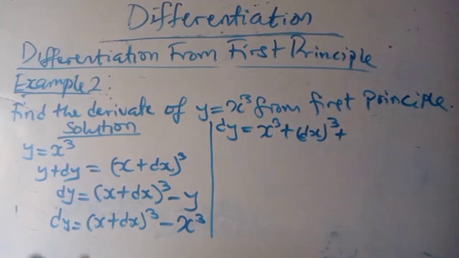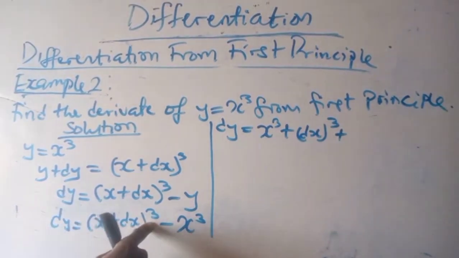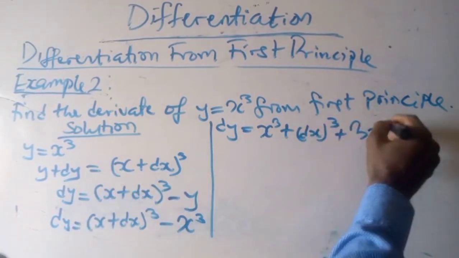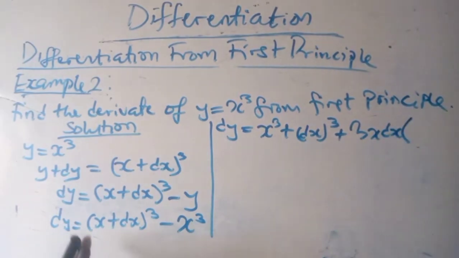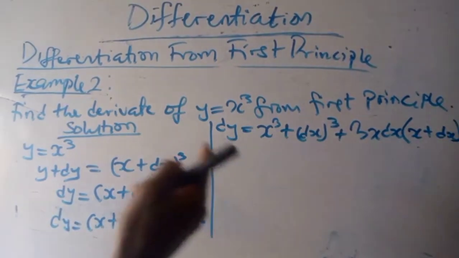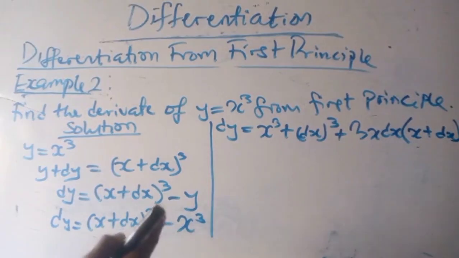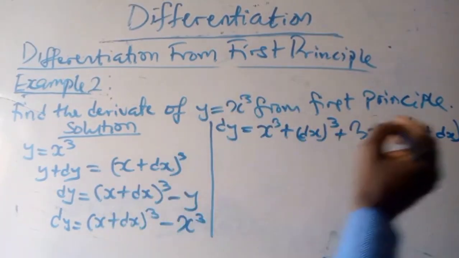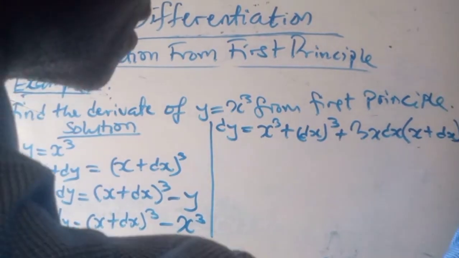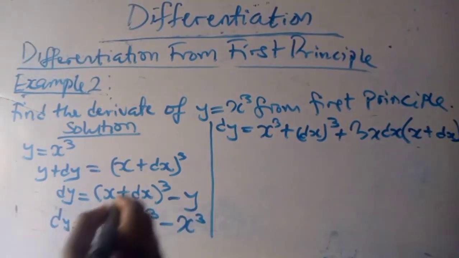Then what do you do? You multiply x by dx, which is x dx, multiply it by 3. That will give you 3x dx, open brackets, x plus dx. You need to watch my previous video to understand this, because you just need to know it. Then minus x raised to power 3 minus x raised to power 3.